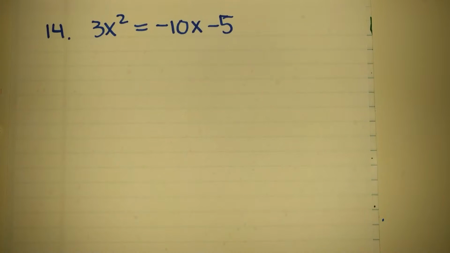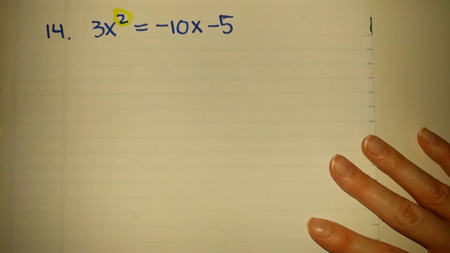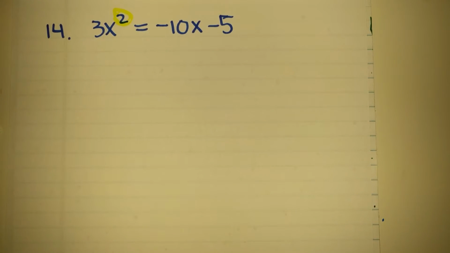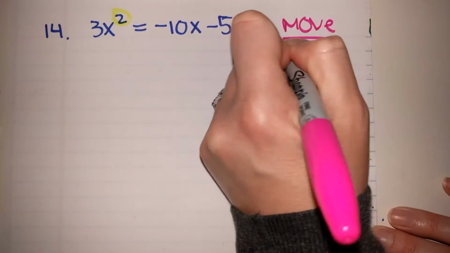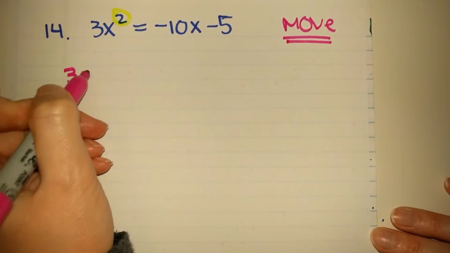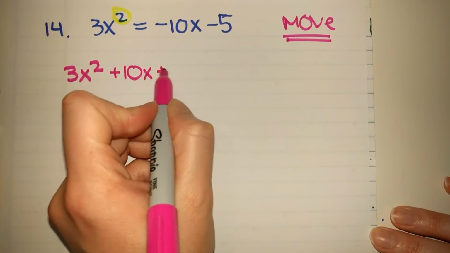All right, so this question does explicitly say use the quadratic formula, but when you see this highest power of 2, that is going to tell you it's quadratic, so we have 3 terms, and our first step is going to be to move everything over to one side. So if we move it over, we're going to have 3x squared plus 10x plus 5.